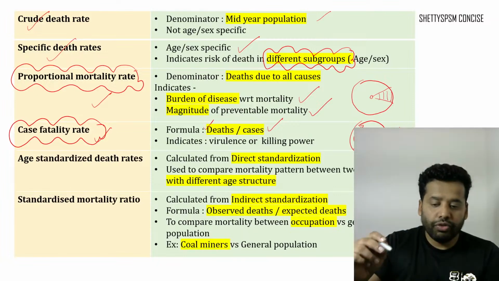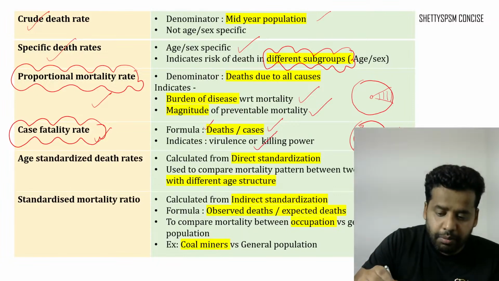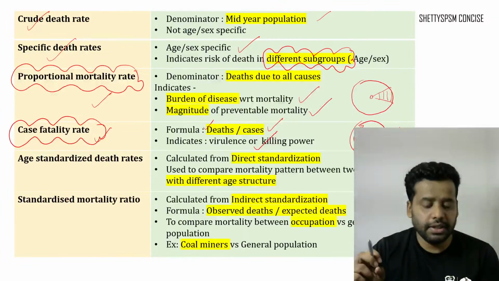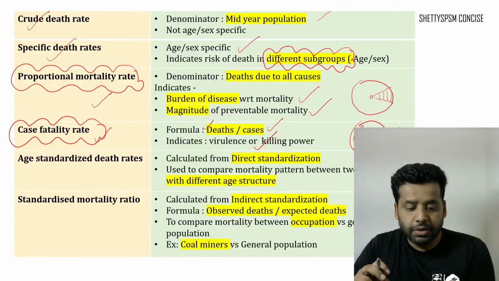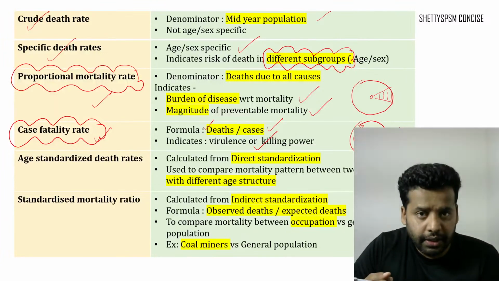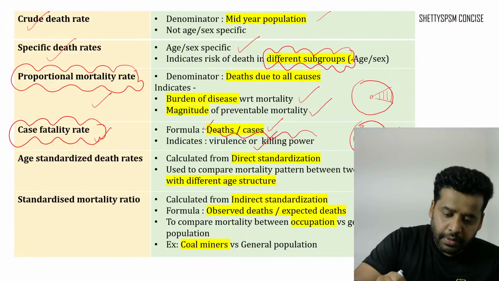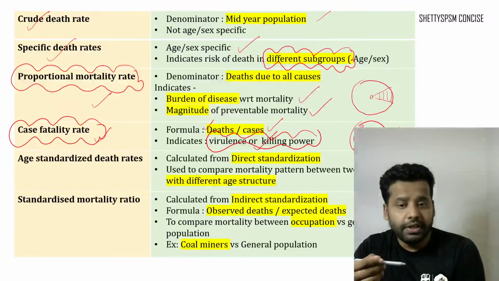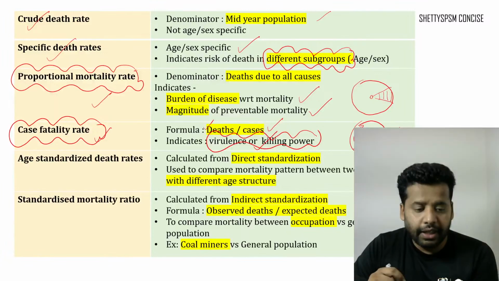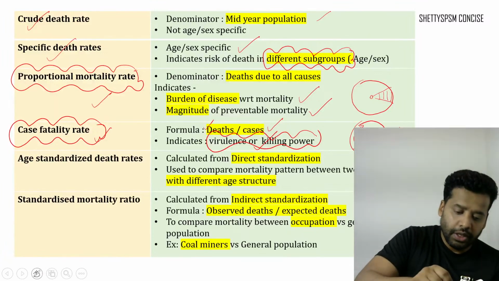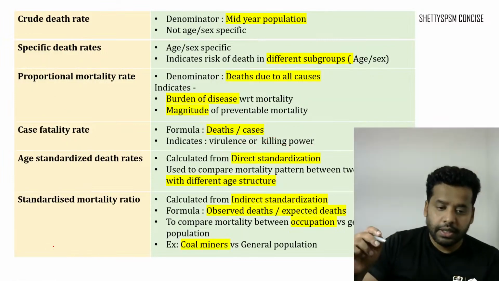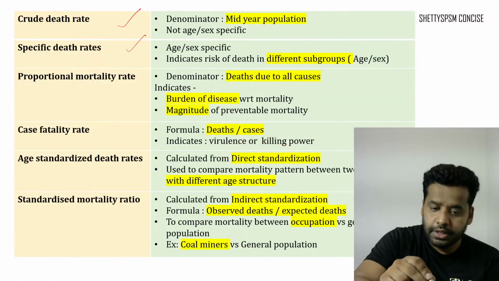What is the use of case fatality rate? Killing power of a disease. How dangerous is the disease? If they frame this question, virulence of a disease or killing power of a disease, then your answer should be case fatality rate. What is your answer? Repeat. Case fatality rate. So don't confuse between crude death rate and specific death rates.